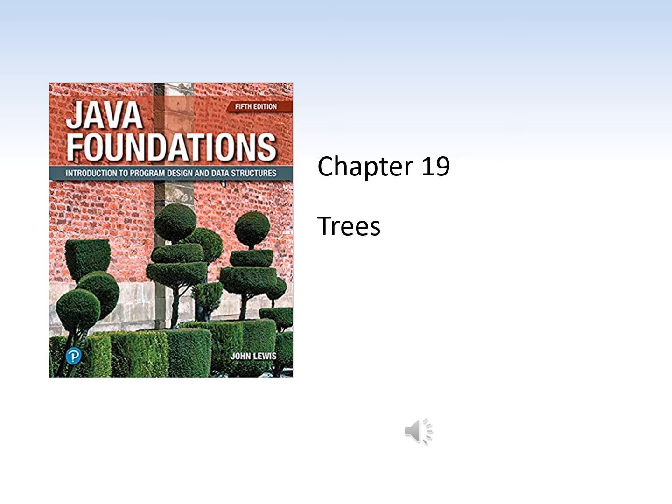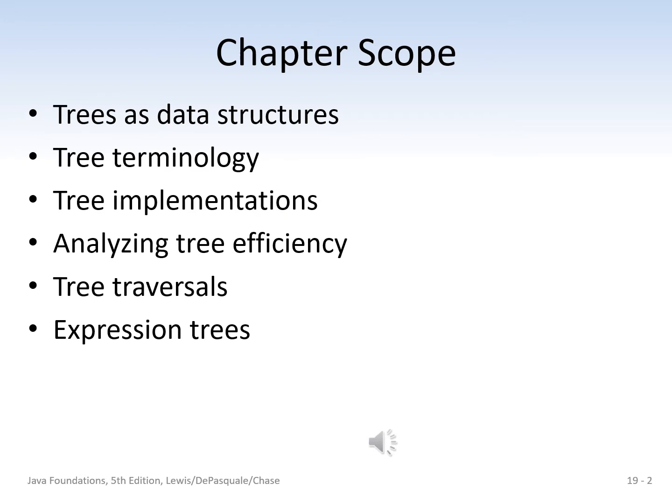We're now moving into the content for chapter 19 from your textbook, which is trees. Let's get started. You should be used to this format by now. The scope of this chapter includes discussion on trees as data structures. We'll cover the terminology related to trees, implementation of trees, then we'll analyze tree efficiencies, tree traversals, say that 10 times quickly, and we'll end the discussion with expression trees.